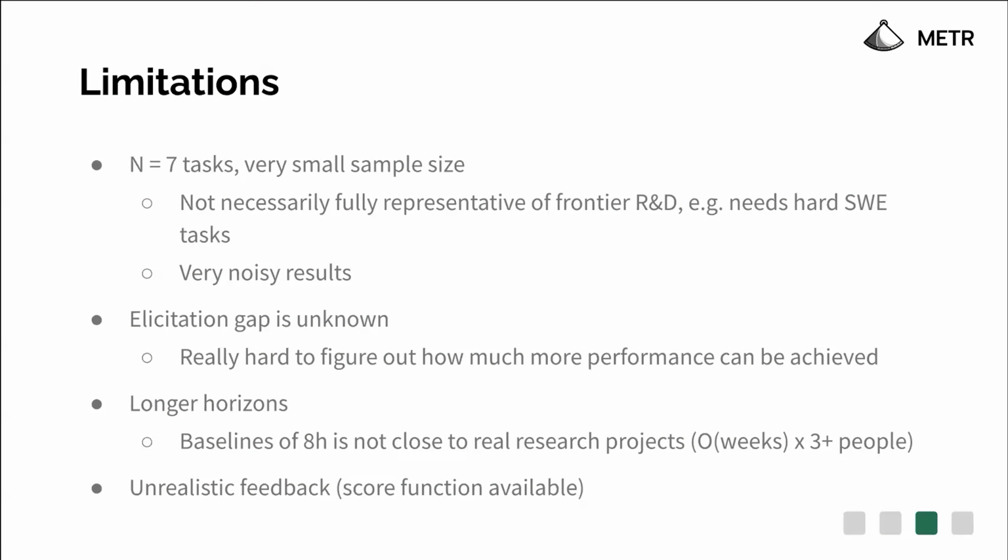We still don't have a good sense of the elicitation gap. We have some sense from this best of k thing, but we don't know how much you can elicit in an actual agent. We don't know how much more performance is on the table. Can you actually elicit some of these capabilities, especially with the newer models that are much more advanced in their reasoning capabilities?